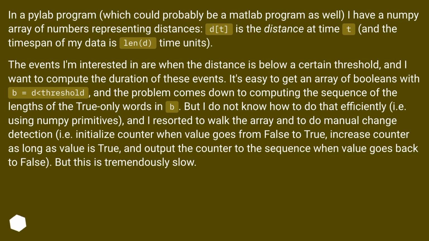It's easy to get an array of booleans with b = d < threshold, and the problem comes down to computing the sequence of the lengths of the true-only runs in b. But I do not know how to do that efficiently, i.e. using numpy primitives, and I resorted to walking the array and doing manual change detection, i.e. initialize counter when value goes from false to true, increase counter as long as value is true, and output the counter to the sequence when value goes back to false. But this is tremendously slow.